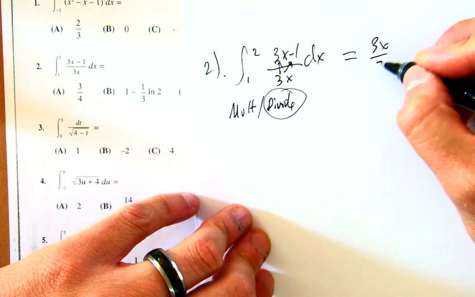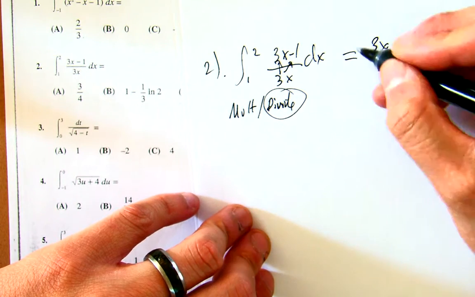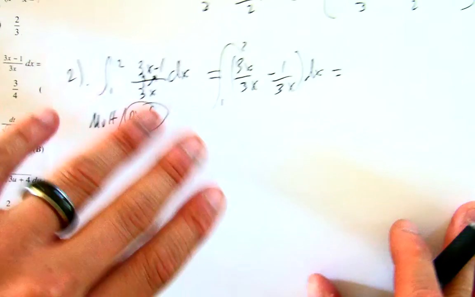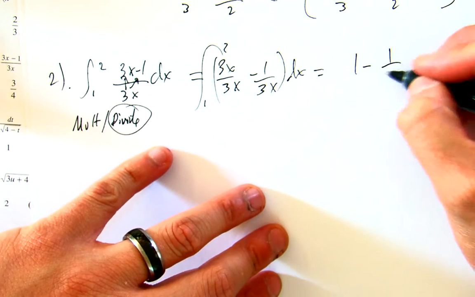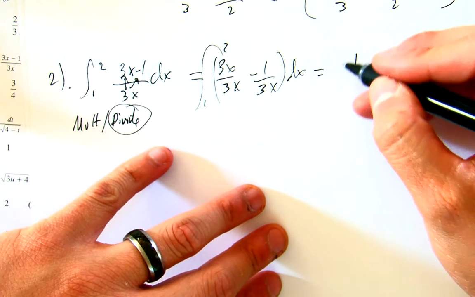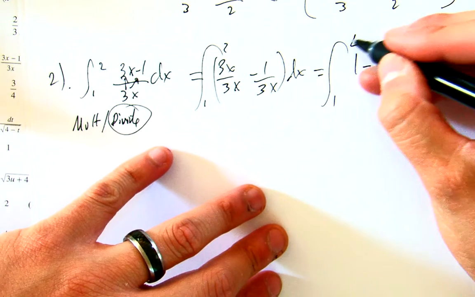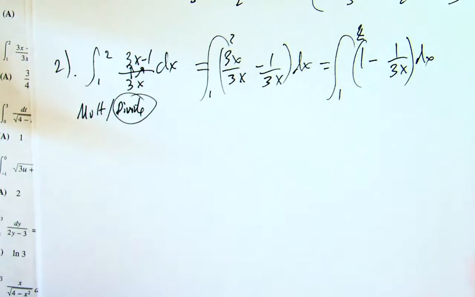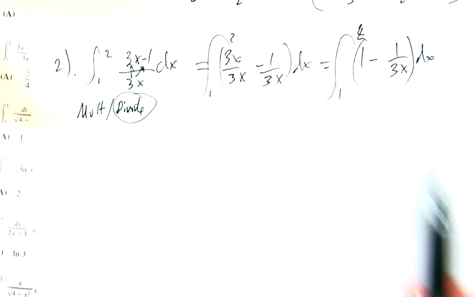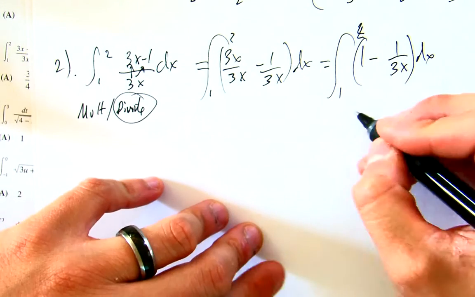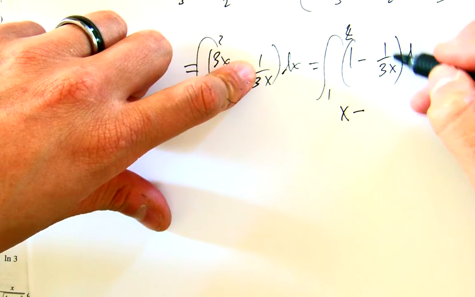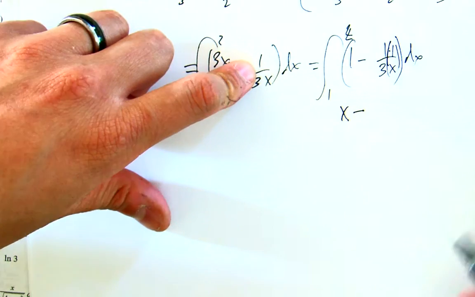So it's 3x over 3 minus 1 over 3x, the integral from 1 to 2 of this dx. And clearly this gives me 1 minus 1 over 3x, antiderivative from 1 to 2 dx. And then from here, the antiderivative of 1 with respect to x is x. That's right. Good job. Now, if you recall here, this is 1 times 1/3.